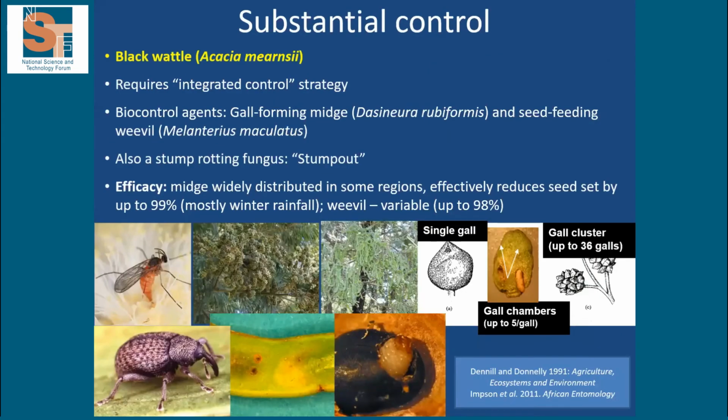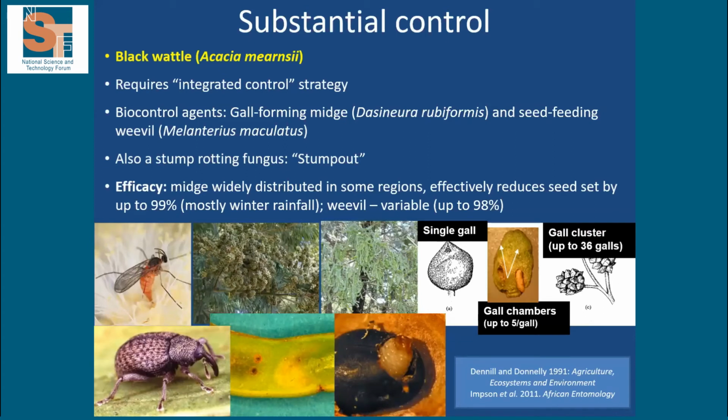Another acacia species that we consider to be under substantial control is black wattle, Acacia mearnsii. This is a species that definitely still requires integrated control. Again, we have the seed-feeding weevil Melanterius, which you can see on the bottom left of the slide there. This weevil comes in when the pods have actually managed to develop or escape the impact of the other biocontrol agent, and it then feeds and oviposits inside and on the pod to reduce the number of seeds that are actually viable within that pod.